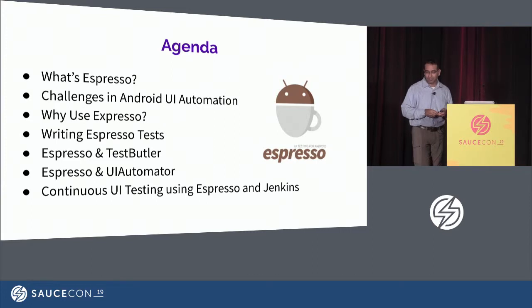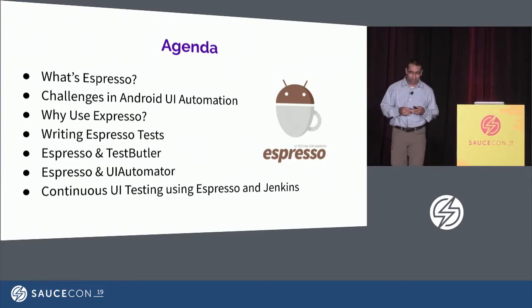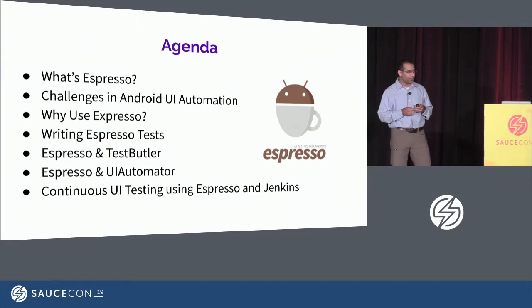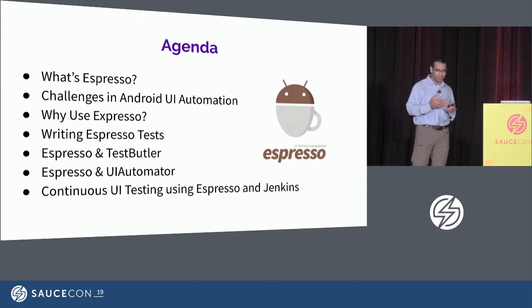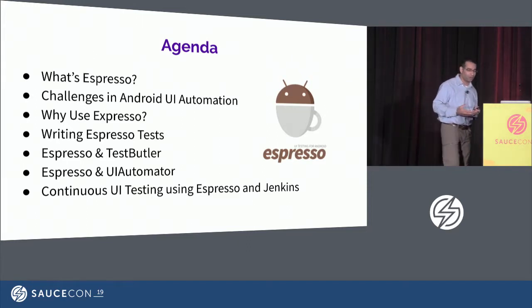So today my agenda is that I'm going to briefly talk about what is Espresso, what are the common challenges in Android UI automation, and how we can overcome these challenges using Espresso, and then also talk about writing Espresso tests, and the integration I did using other UI frameworks and libraries like Test Butler and UI Automator. I'm going to talk about that and demo that also. And lastly, I'm going to talk about continuous integration using Espresso, Jenkins, and Firebase, the other cloud platform I used.